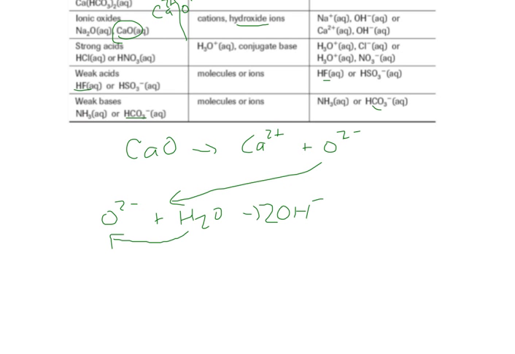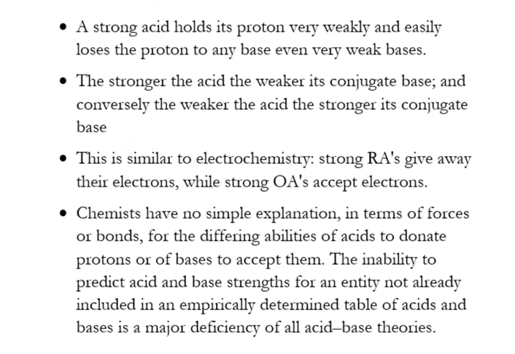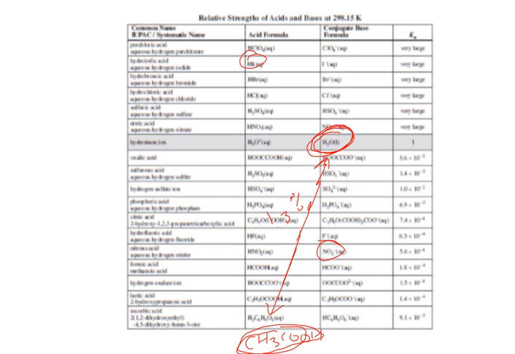Other than that, this is just the terminology I mentioned: strong acids hold their protons weakly. It seems weird because you'd think strong would be good at keeping something, but this is hot potato. If you're strong at something, you want to get rid of it. So strong acids get rid of protons, while strong bases want protons. I think I've covered everything. Any questions?